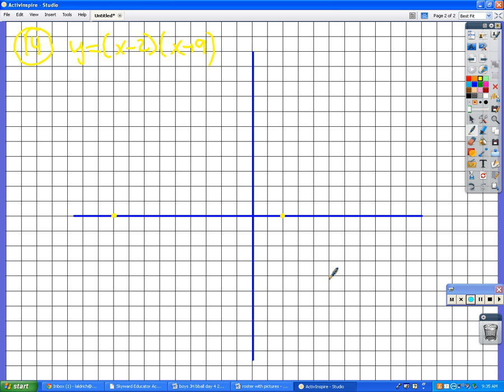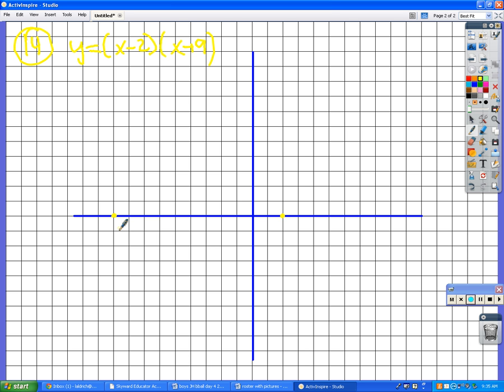Where is the vertex of my parabola going to be? Where is the vertex of this parabola going to be relative to these 2 points? Someone besides Alex, please say something. Where will the vertex be relative to these 2 points? Right in the middle. Right in the middle, thank you.